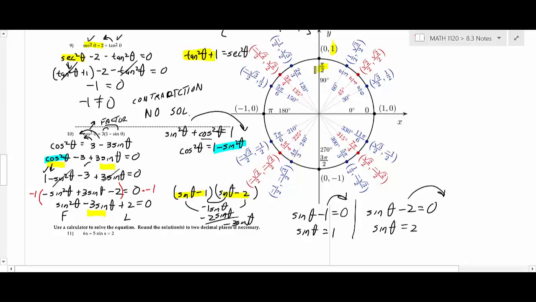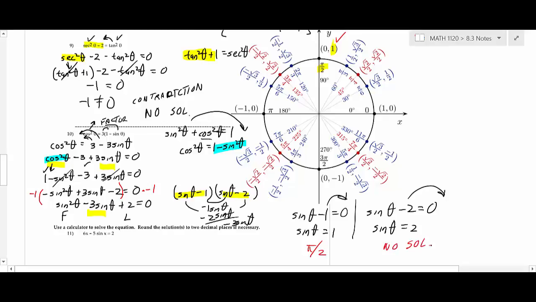Pi over 2, right? That's the only place. So the answer to this equation is theta is pi over 2. Okay, where on the unit circle is the sine 2? Nowhere. Exactly. The biggest value the sine ever hits is 1. Agreed? Okay, so this right here has no solution.